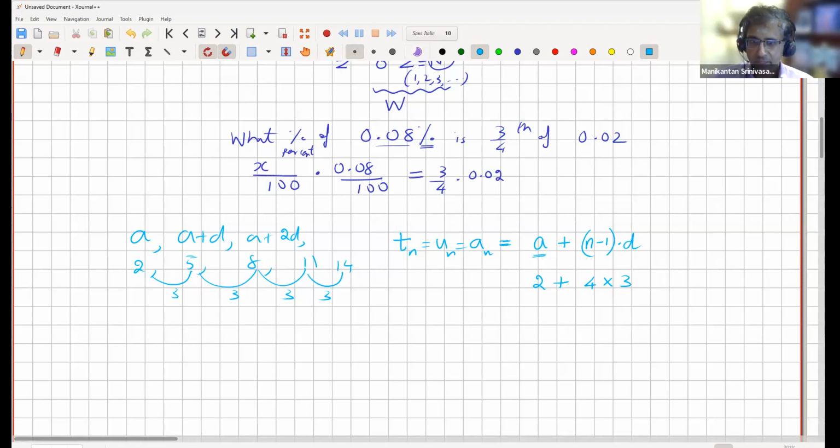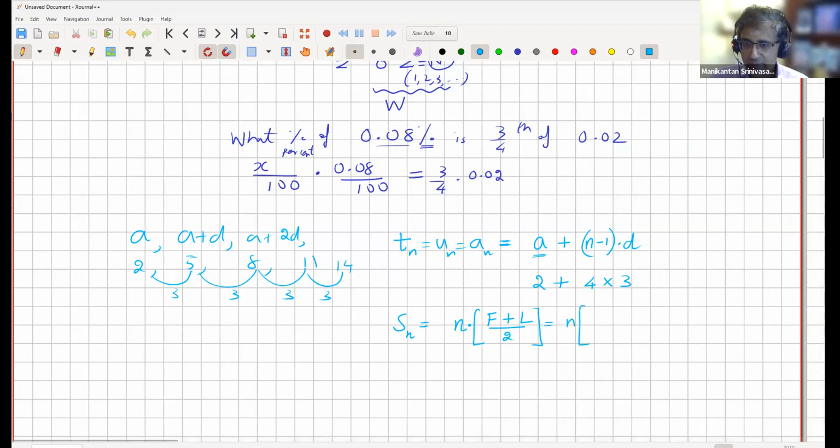That's the nth term. And then the other thing is the sum of n terms. The sum of n terms in arithmetic progression is very easy to remember. It's just n times the average of the very first and the very last term. So I'll just say F plus L by 2 so that it's easy. F stands for the first term, L stands for the last term, right? So n times, the first term typically is A itself, and the last term, as we just derived, is A plus n minus 1 times D.